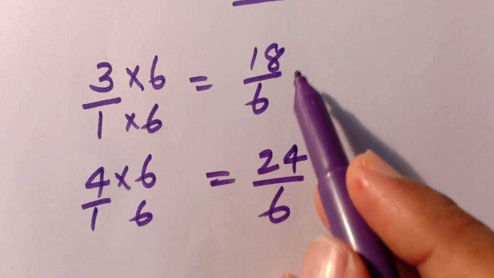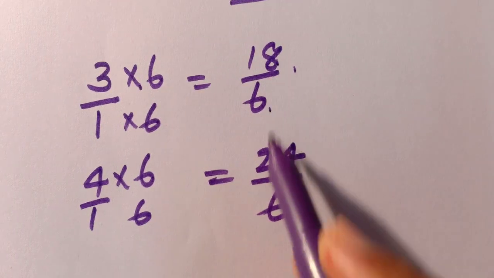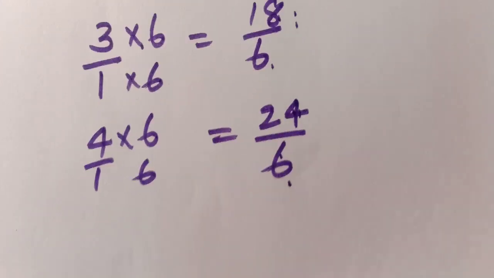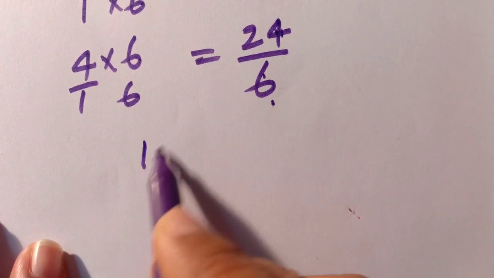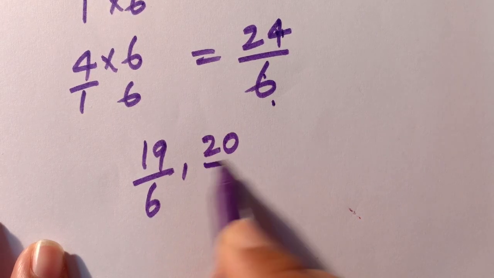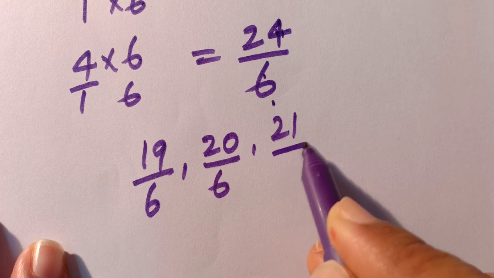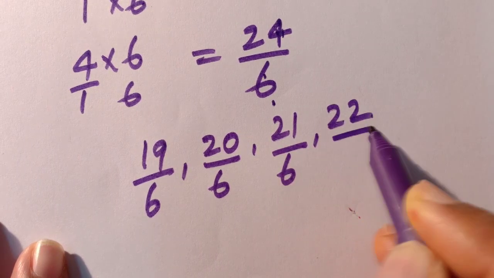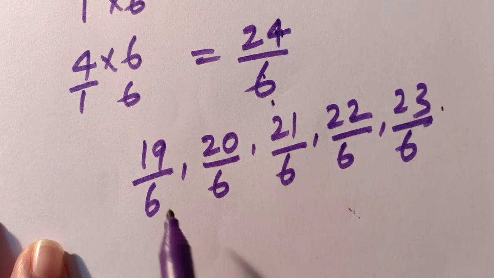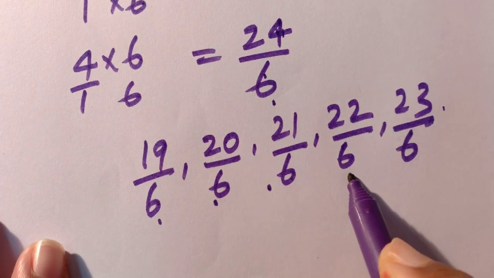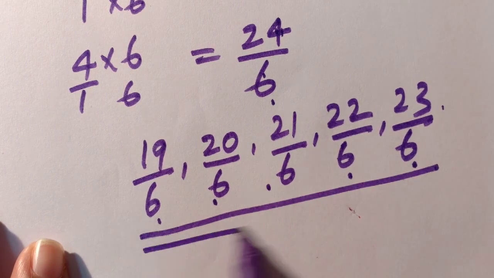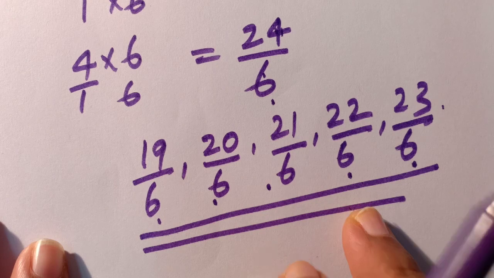Now between 18 by 6 and 24 by 6, what numbers are coming? 19 by 6, 20, 21, 22, 23 by 6. So 1, 2, 3, 4, 5. We get 5 rational numbers in between. This is an easier method than that one.